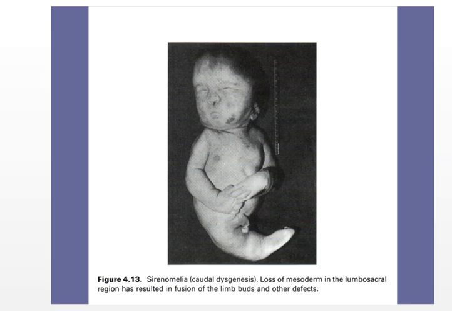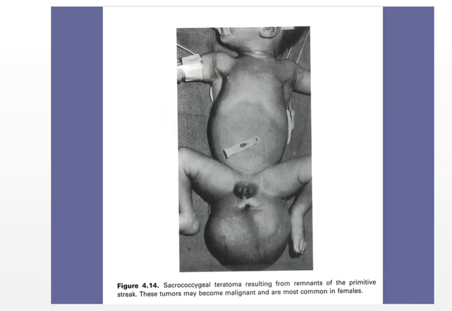Another abnormality, you can see in the pictures. This is a teratoma. This is a tumor associated with gastrulation. Sometimes there is a remnant of the primitive streak for more than 1 week, and we have more migration of cells through the primitive streak. As a result, we have a tumor-like structure known as sacrococcygeal teratoma.